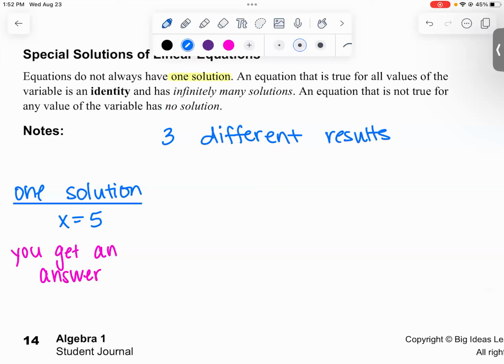But if we have X's, or whatever our variable is, if we have variables on both sides of our equation, it is possible that the variables cancel out. Well, then what does that mean? All right, well, there's two different options. One of them could be no solution, but one of them could be infinite solutions.